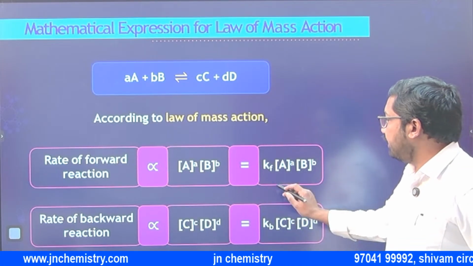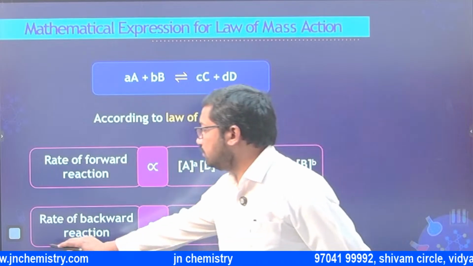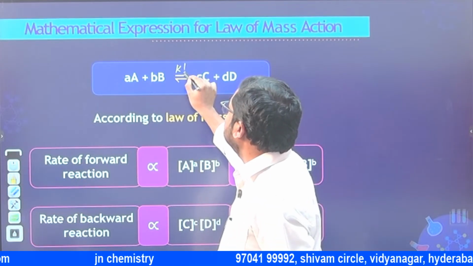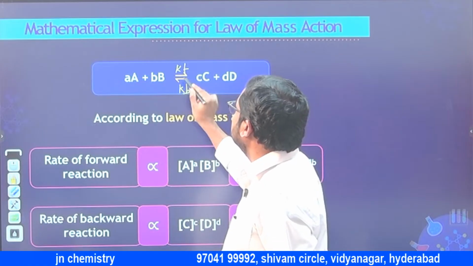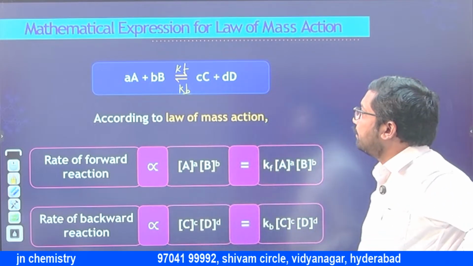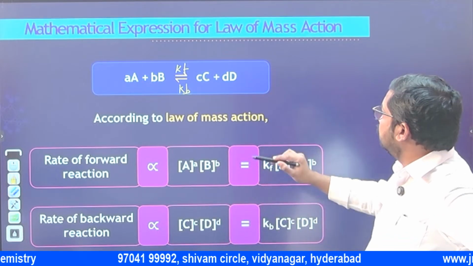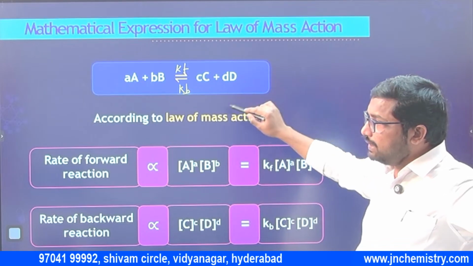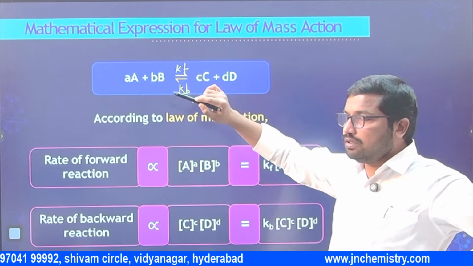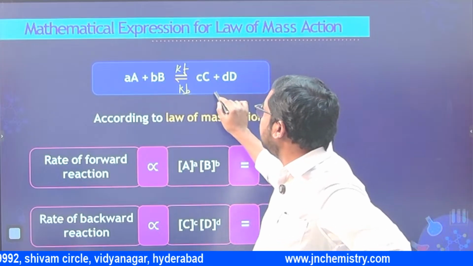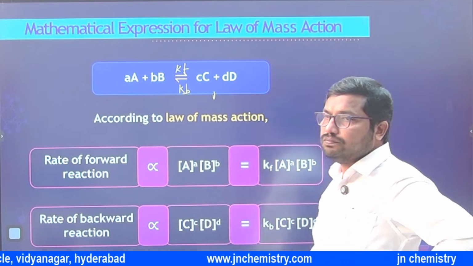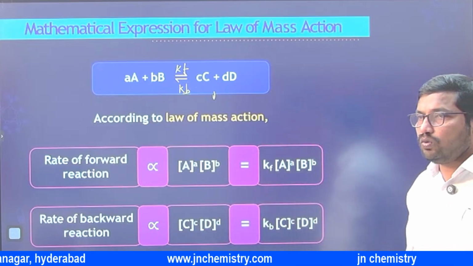What is Kf and what is Kb now? Kf means the forward reaction, Kb means the backward reaction. In the case of the backward reaction, these are the reactants and these are the products, yes or no?